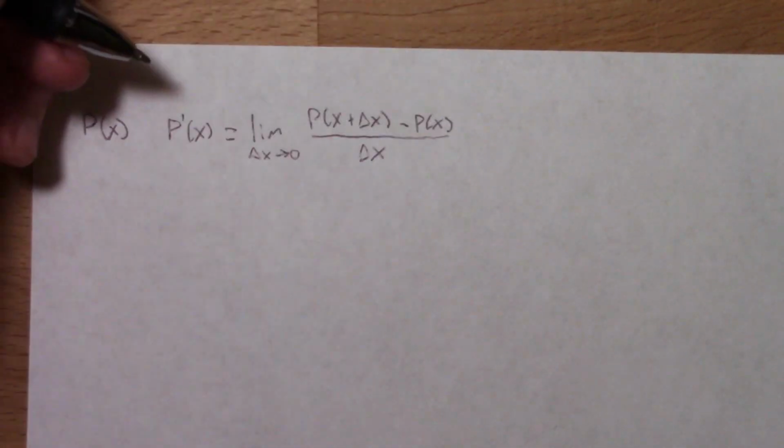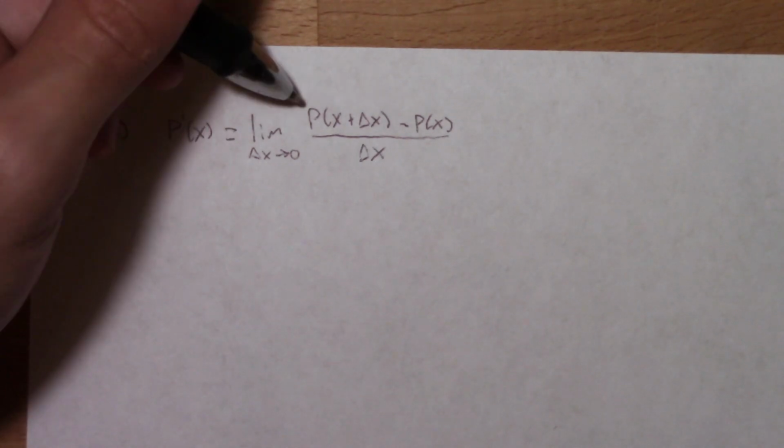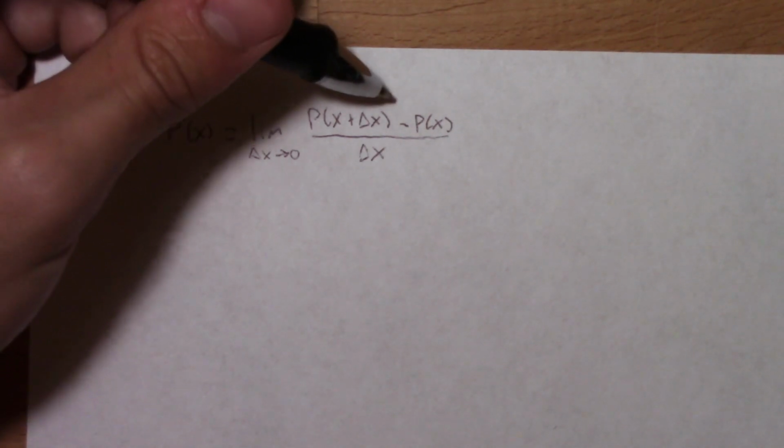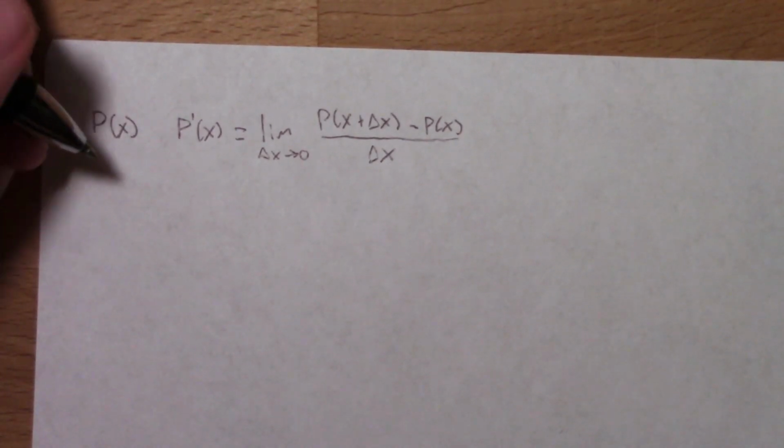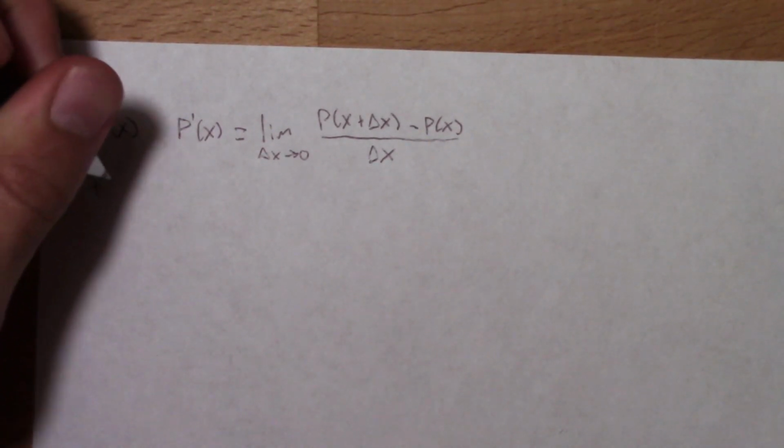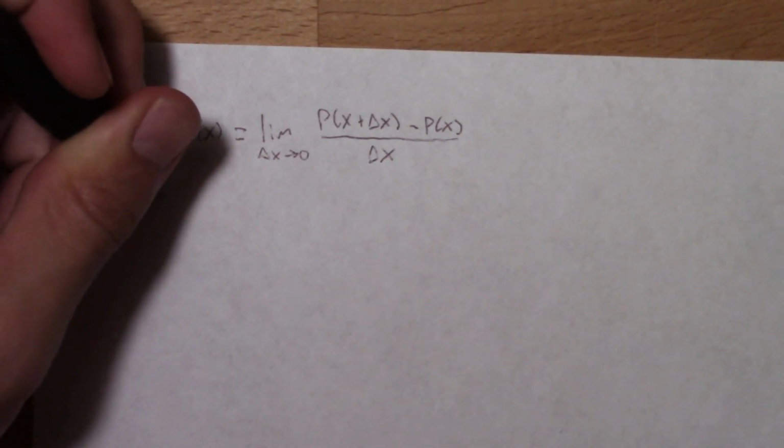The definition of the derivative is, if there's a function p of x, and p of x is well behaved, then the derivative p prime of x equals the limit as delta x approaches 0 of p of x plus delta x minus p of x all over delta x. Now let's say there are two more well-behaved functions, f of x and g of x.